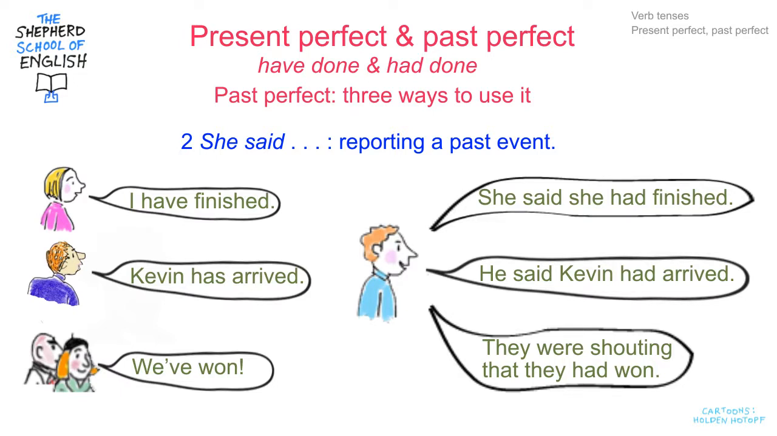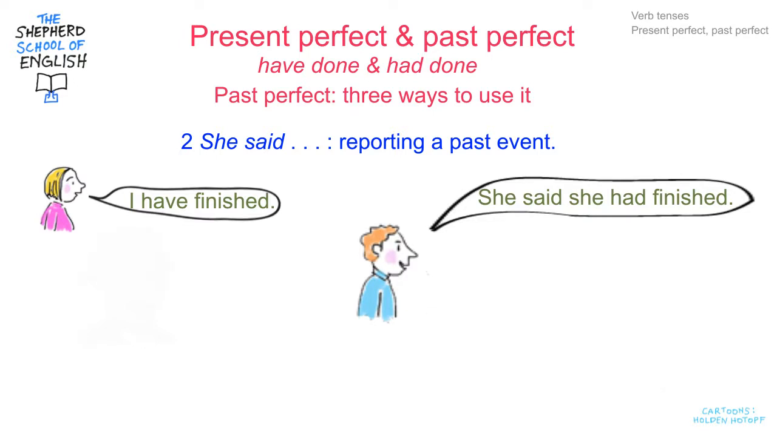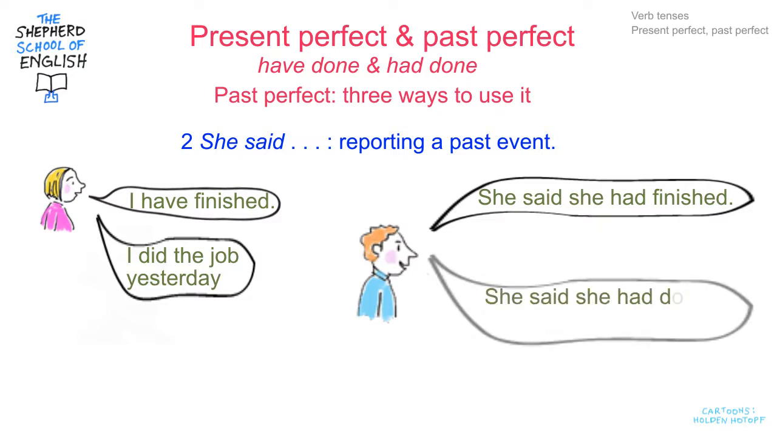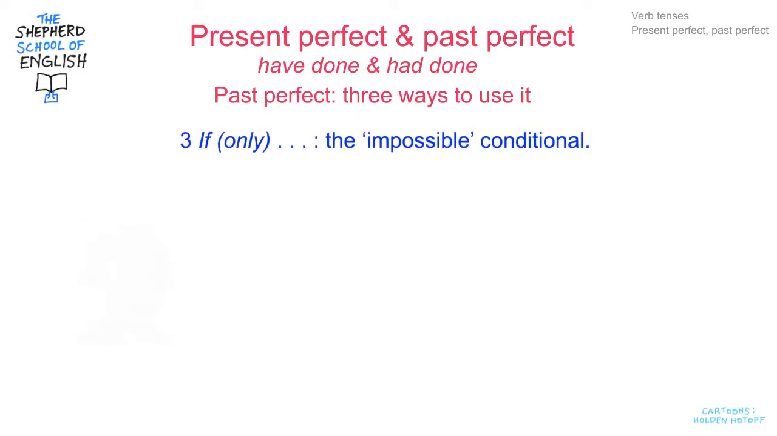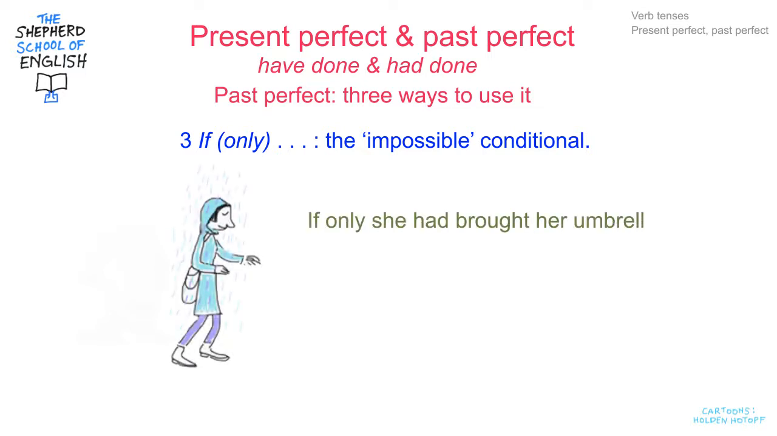The same thing happens with reports in the past tense. I did the job yesterday. What did she say? She said she had done the job yesterday. Here's the third way we use the past perfect, this time in sentences like these, what I call the if-only sentences. If only she had brought her umbrella, she wouldn't have got wet. This is impossible. It's in the past. It didn't happen. So we use if plus the past perfect.